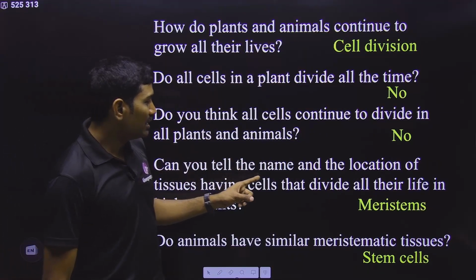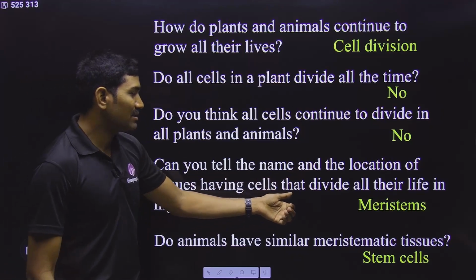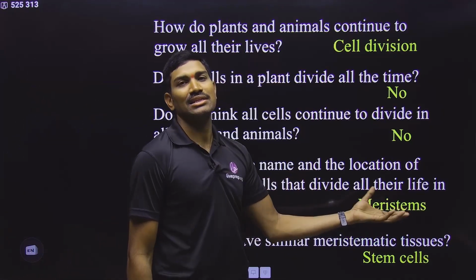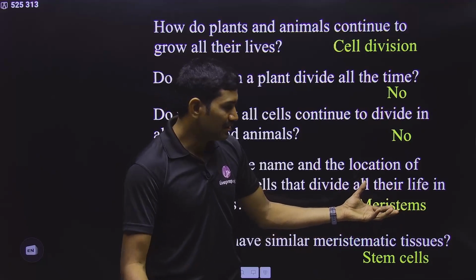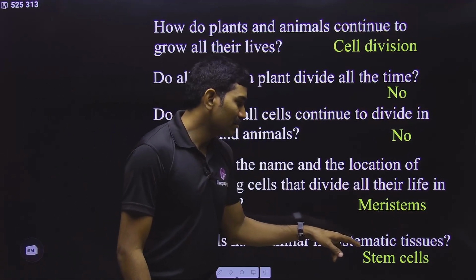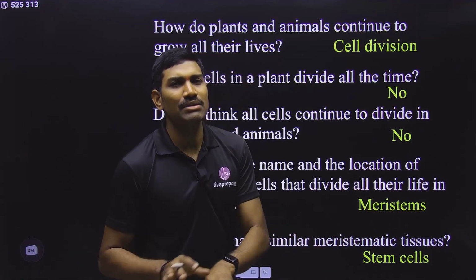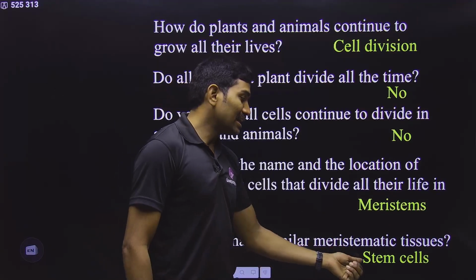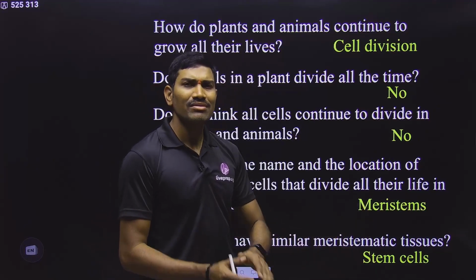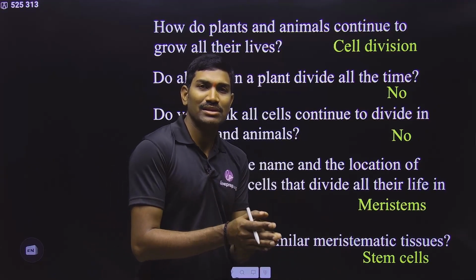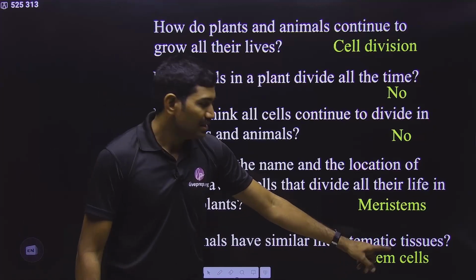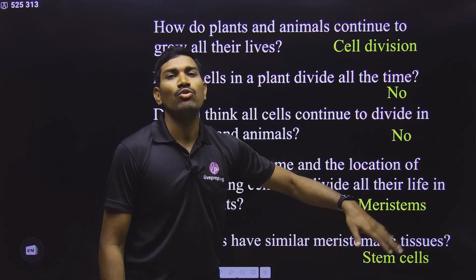Okay. Next one, can you tell the name and the location of tissues having cells that divide all their life in higher plants? In the higher plants, there are some cells present in the meristems, meristematic cells. They are able to divide continuously in their lifetime. Next one, do animals have similar meristematic tissues? Exactly similar meristematic tissues are not there, but in the case of animals, there are some cells called stem cells. And these stem cells of animals are comparable to meristematic cells of the plants, and these stem cells are helping in the growth of the animals.